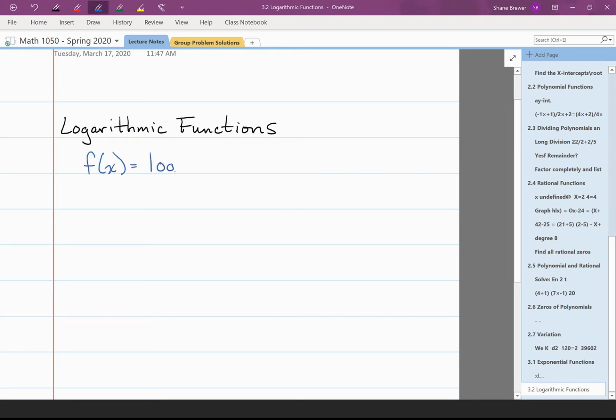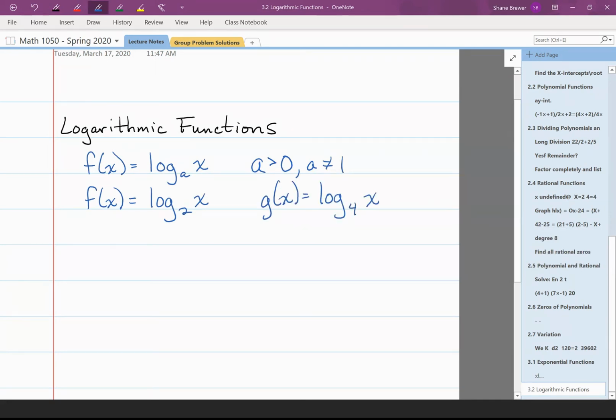We actually use the word log base a of x. So these are related to exponential functions. Remember, exponential functions have a base, and so logarithmic functions have a base, and we have some requirements. The base, just like with exponential functions, has to be greater than 0 and not equal to 1. So we can have f of x equals log base 2 of x, or g of x equals log base 4 of x, right? Any base you want.